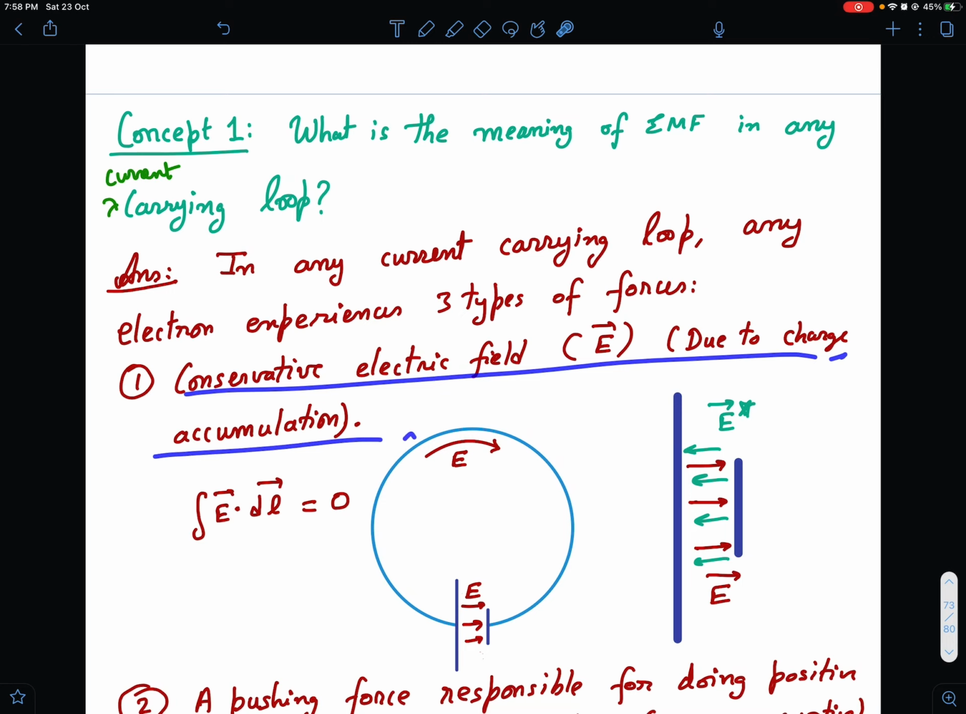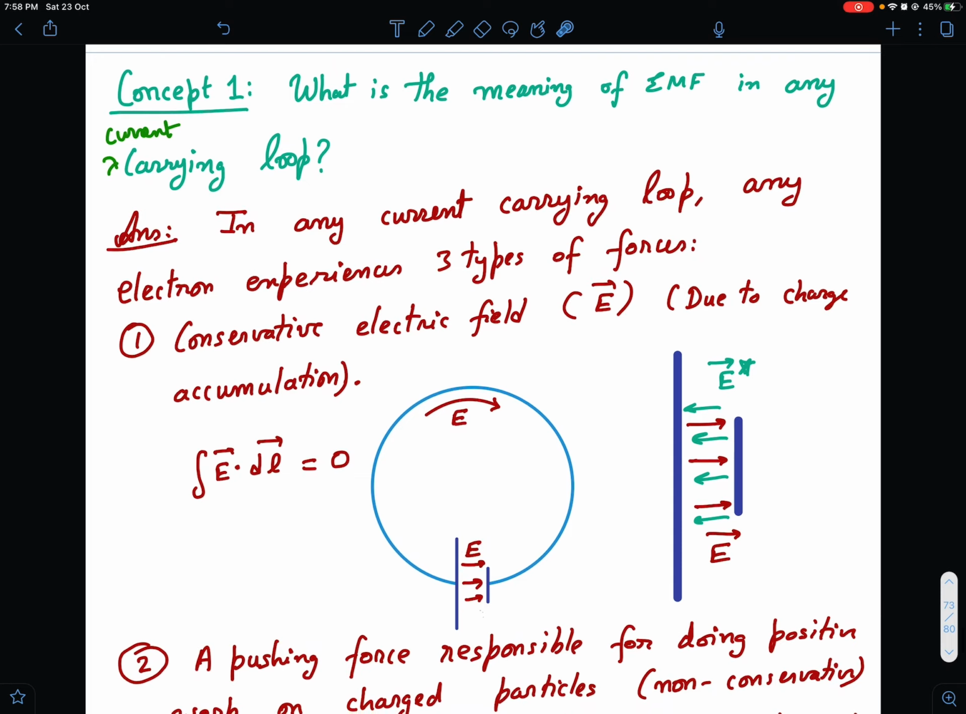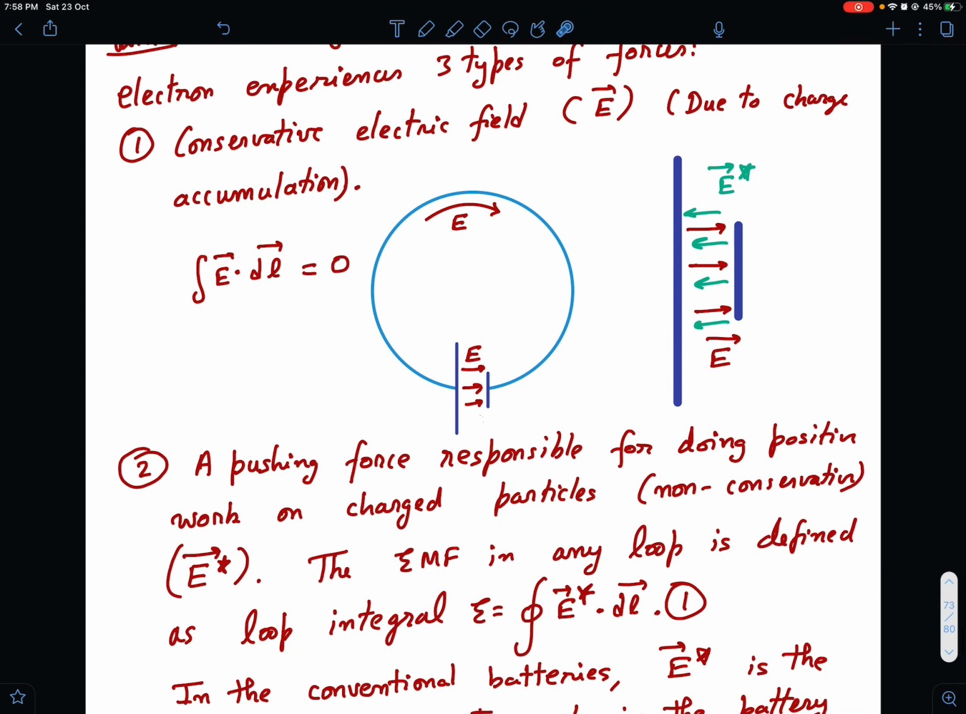So the conservative electric field due to charge accumulation has a loop integral of 0. On the whole, in the entire loop, it does no work at all. Then what else is there? There has to be a pushing force responsible for doing positive work on the charged particles, which is non-conservative. If we want some work to be done in the entire closed loop, the force has to be non-conservative, right?